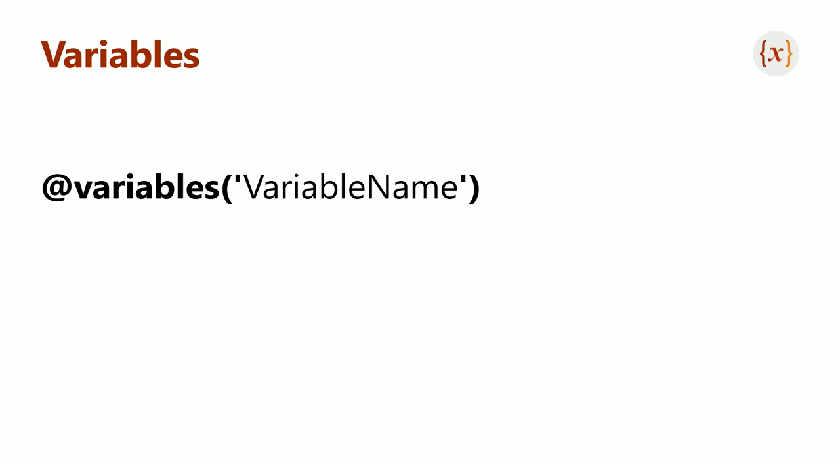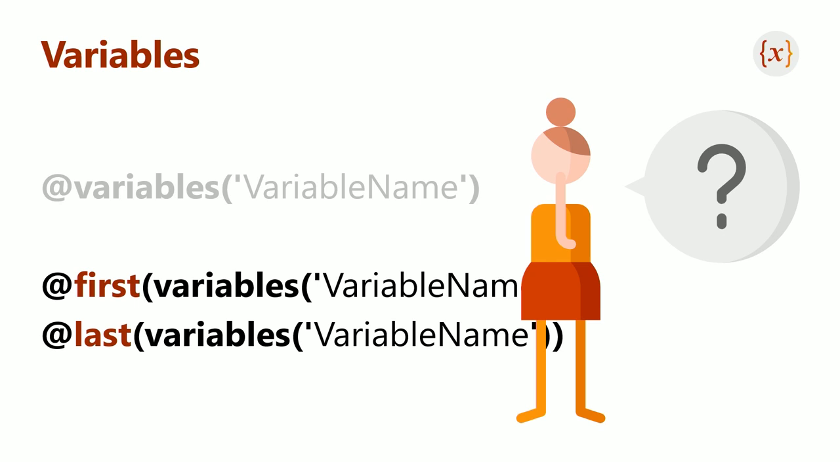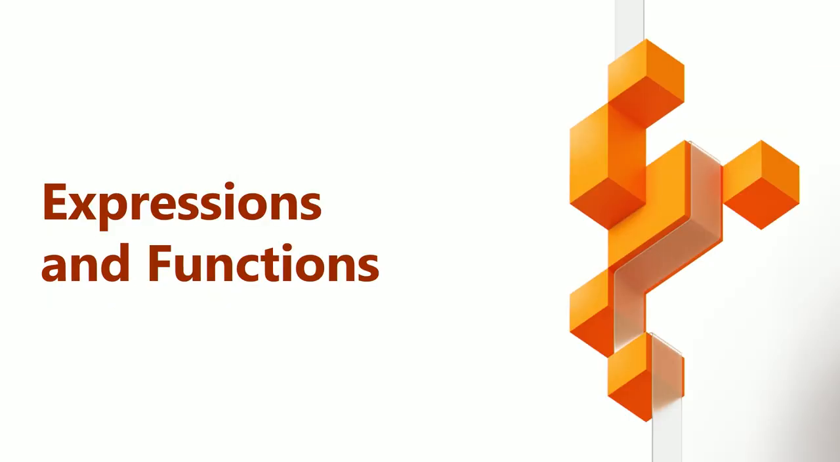And if you're working with collections or arrays, types of variables, which you might want to do if you're running things in loops, you can do things like get the first value in that collection or the last value. And that brings us over to the next part of this. First and last are examples of functions that you can use inside of Azure Data Factory. There are a whole lot of different expressions and functions that you can use as well.